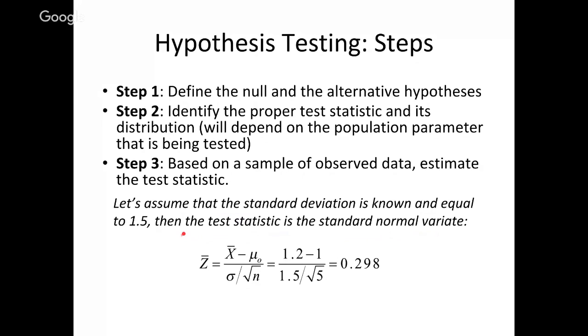Then the test statistic is the standard normal variate. We choose that because we know the population variance, in which case we write z as x bar minus mu naught, which is our target mean that we're comparing to, divided by the standard deviation of x bar, sigma over square root n. You remember his mean was 1.2. We're comparing to a target mean of 1, trying to see if 1.2 is different than 1. And we're dividing by the known population standard deviation, 1.5, divided by the square root of the number of samples he collected, which is 5. So in this case, his test statistic works out to 0.298.